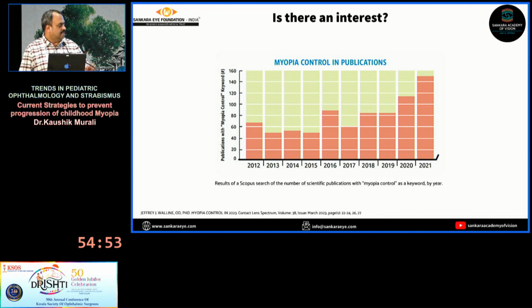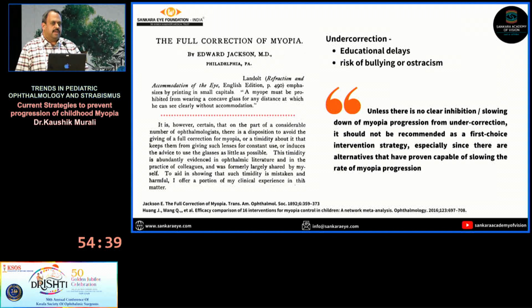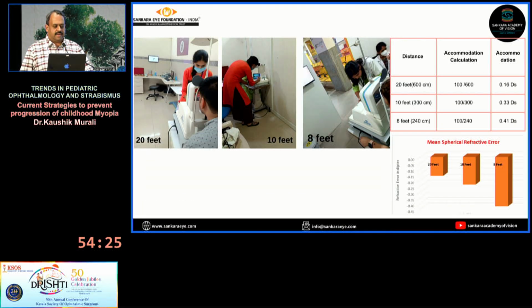Myopia, is it important? This little graph shows you the number of publications that are there when you just put in myopia control in Scopus. And you can see that in 21, it's almost double the number of studies that were there from a few years ago. When you look at the current strategies, the first strategy is in terms of how do you undercorrect. We are very clear that undercorrection results in educational delay and can result in the child being ostracized. So there is no real need to undercorrect, or there's no logic that you should undercorrect.